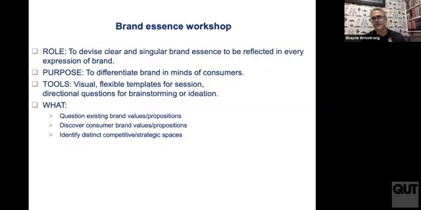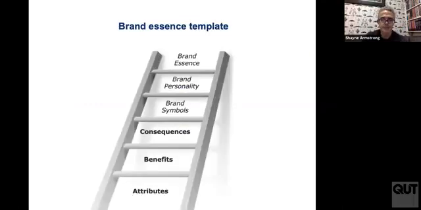So you can actually do this process, the brand essence workshop or the brand laddering exercise. It's just to devise a clear and singular brand essence that should be reflected in every single communication. And these are the things we do. We come up with what the attributes associated with the brand are. What are the features or the uses of the product? What are the benefits? And as we discussed in the early tutorial, you've got to convert features into benefits. So what is the good that it actually does for them?